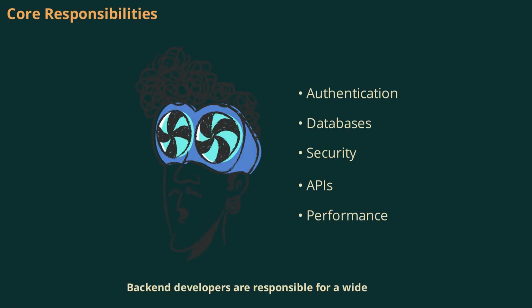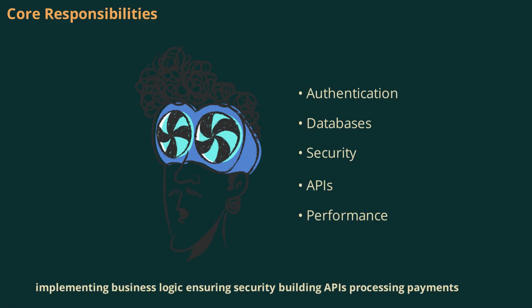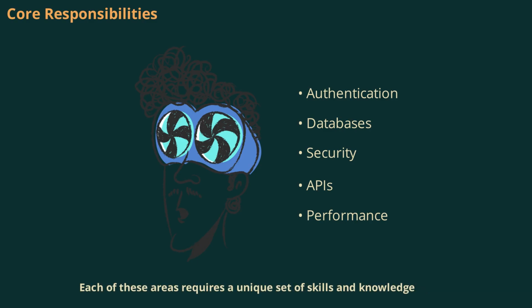Backend developers are responsible for a wide range of tasks that keep applications running smoothly. These include managing authentication, handling databases, implementing business logic, ensuring security, building APIs, processing payments, managing servers, scaling systems, optimizing performance, and processing data. Each of these areas requires a unique set of skills and knowledge. As we move forward, we'll break down each responsibility and discuss how you can master them.